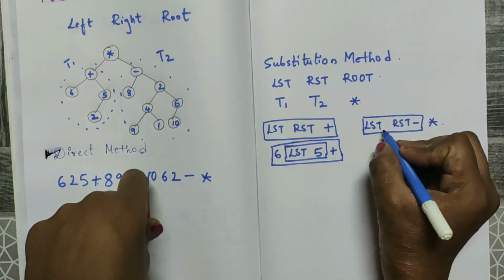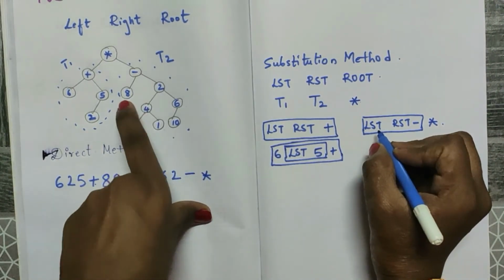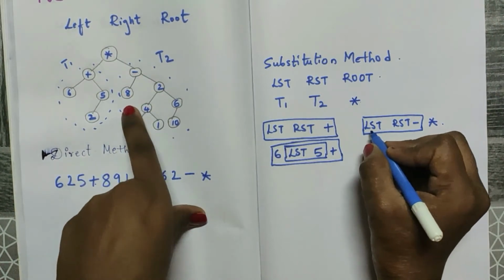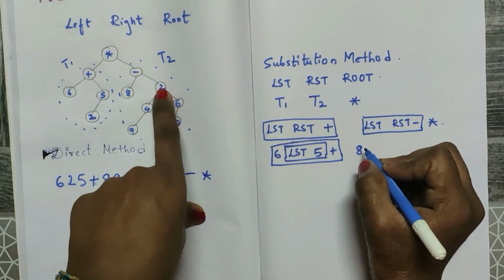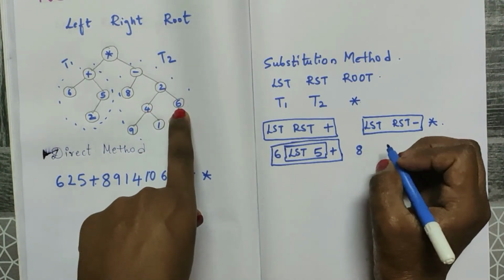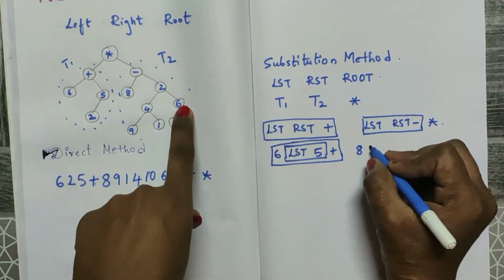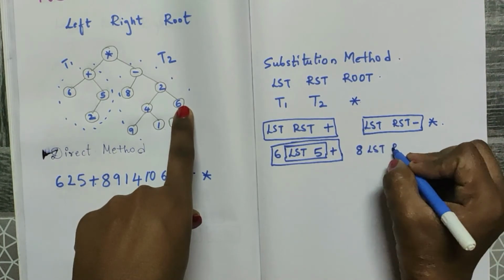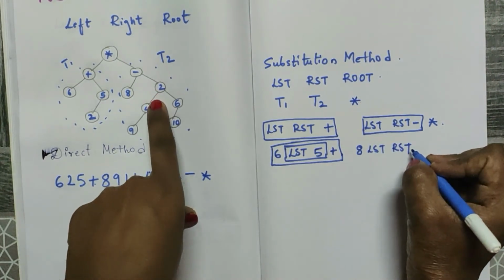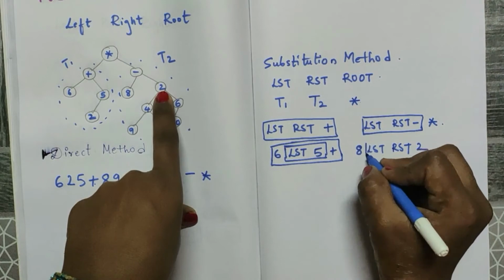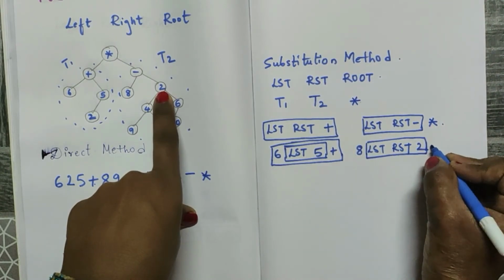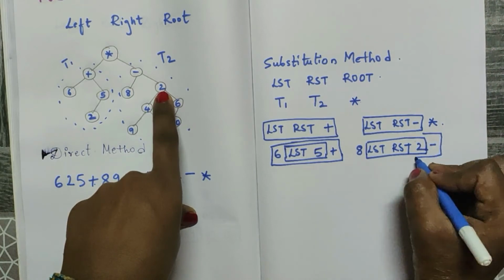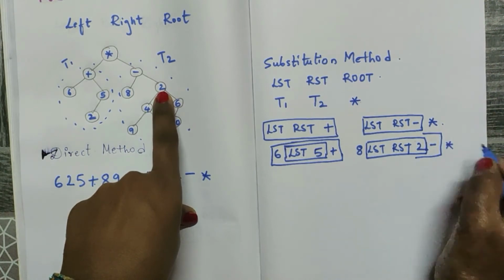Now let's go with the right side. That is your left, right and the root. Here first LST is 8. Now here the right has again left and right. So LST, RST, that is 2. This root 2 has LST and RST. Then your minus will come here. This will be in another box. Then your star as it is.